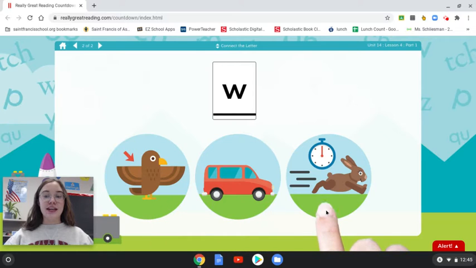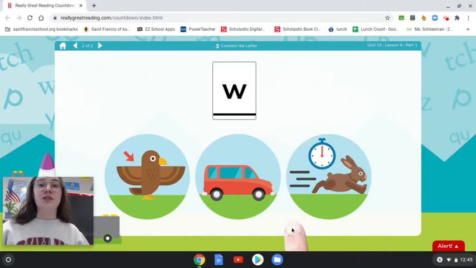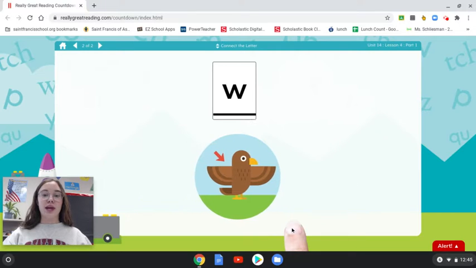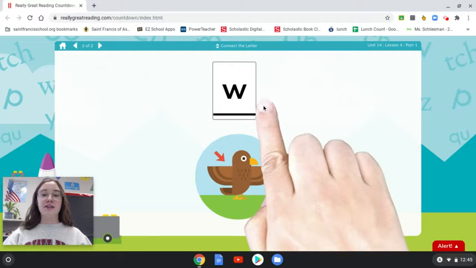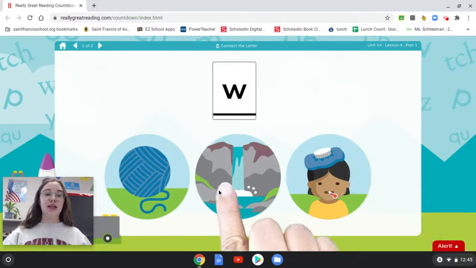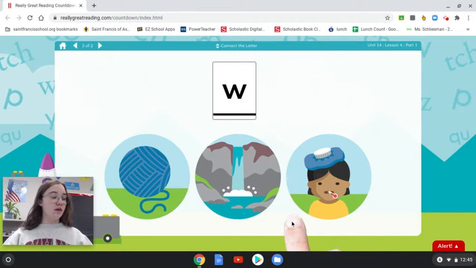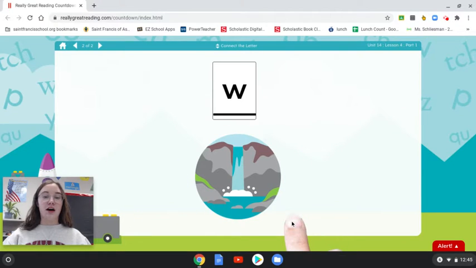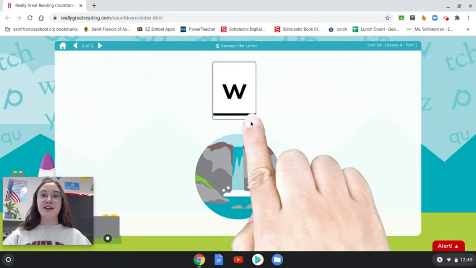Wing, van, quick. Which one begins with W? Wing. Wing begins with W, so it starts with the letter W. Yarn, waterfall, sick. Which one begins with W? Waterfall. Waterfall begins with W, so it starts with the letter W.